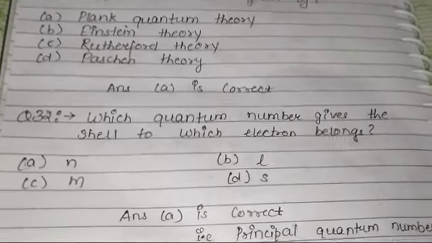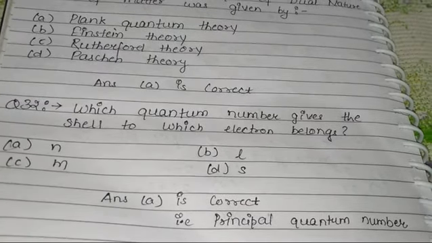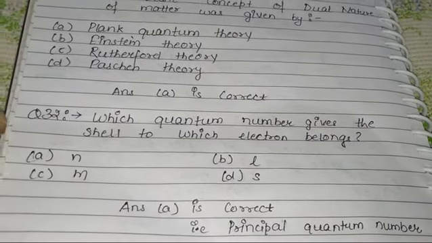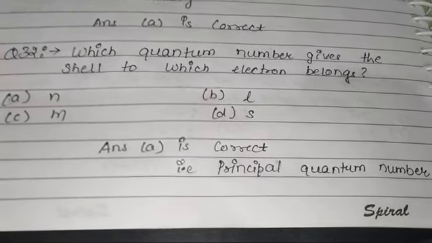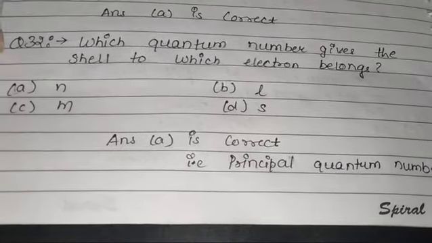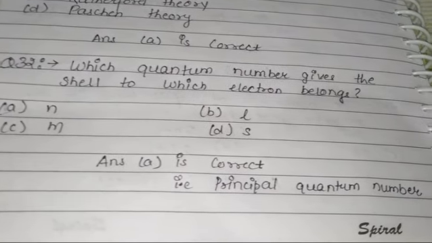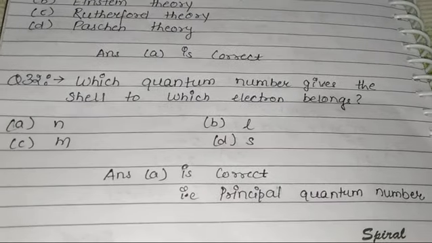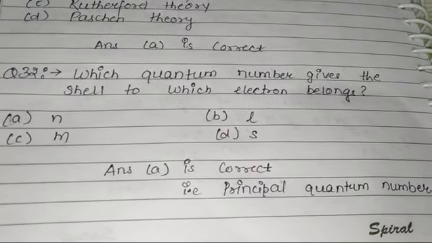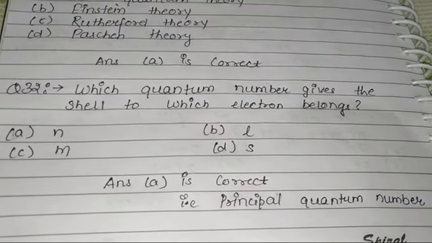Question 32. Which quantum number gives the shell to which an electron belongs? So we know it is given by principal quantum number. The principal quantum number is n. So A is the correct answer, that is A, n. So now unit 2 of atomic, molecular and laser physics is also completed. Only unit 3 is left.